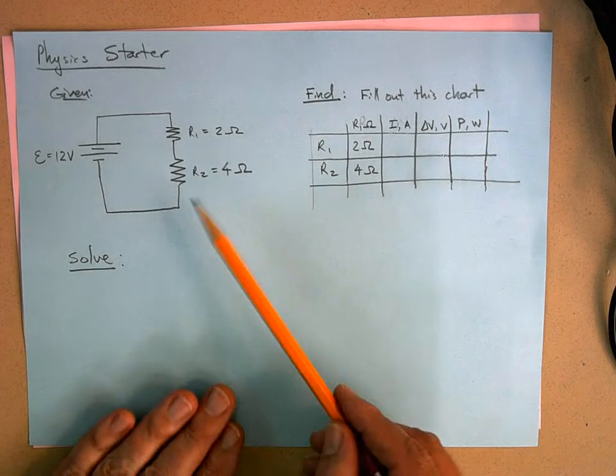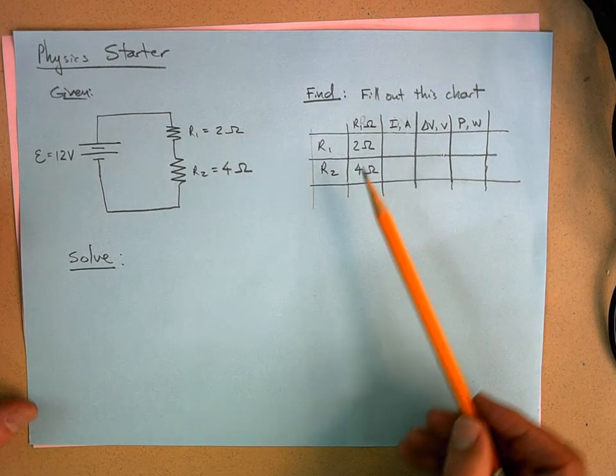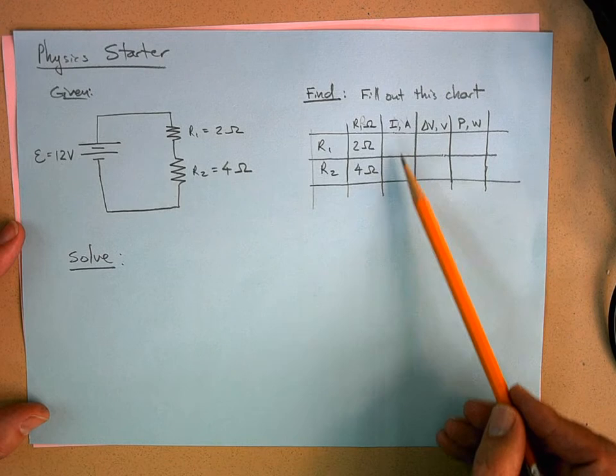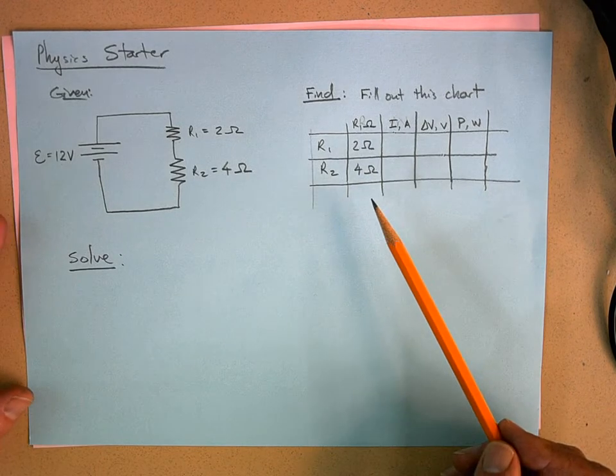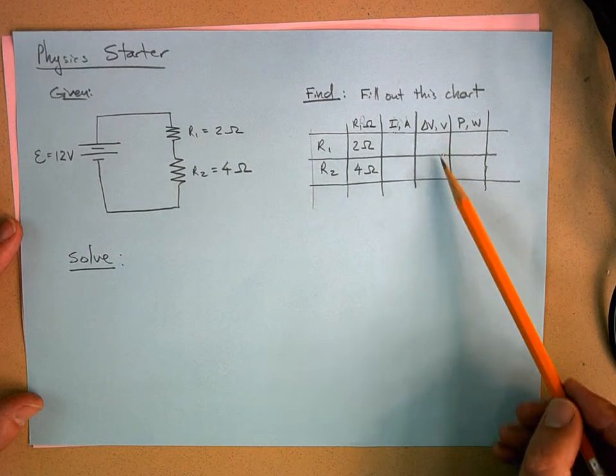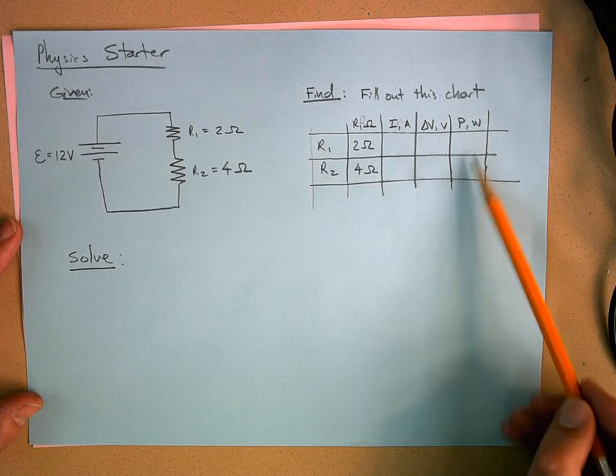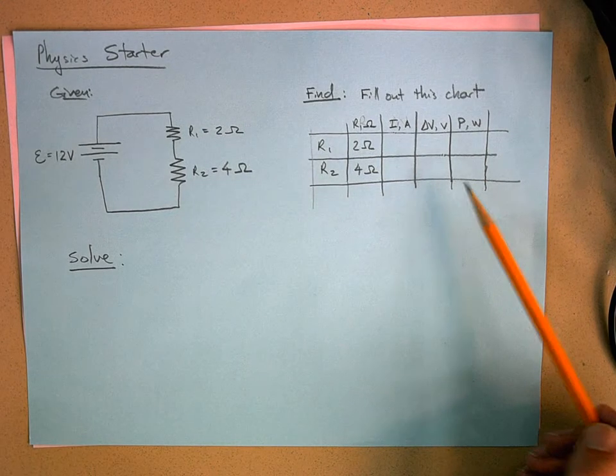So here's how I want you to set this up. Here's what you're supposed to find. I want to know how much current is running through these resistors, what's the voltage drop across each resistor, and how much power is dissipated into the environment by each resistor.